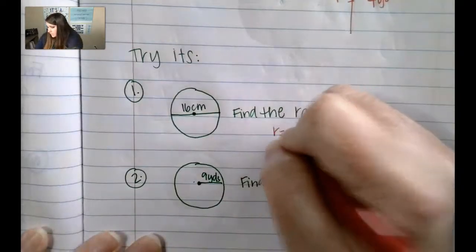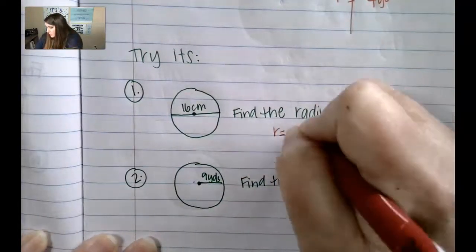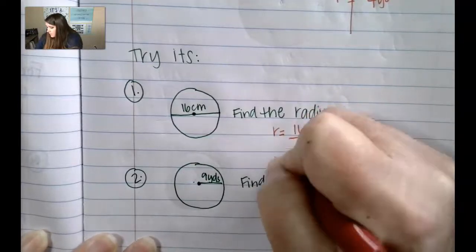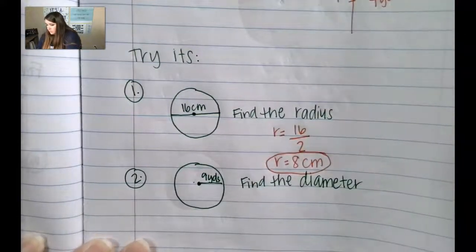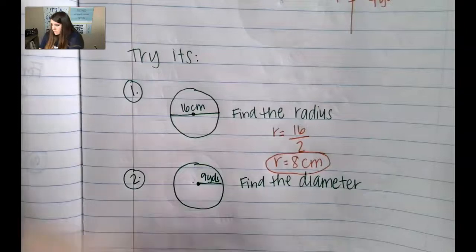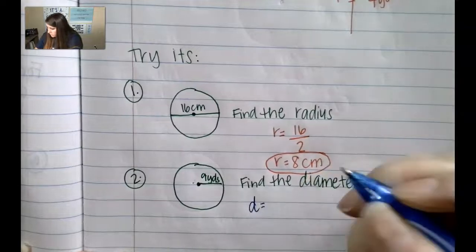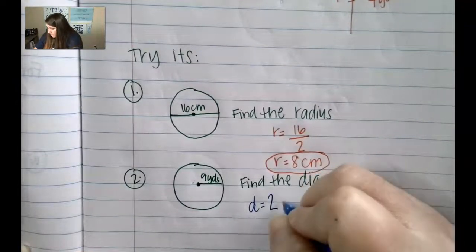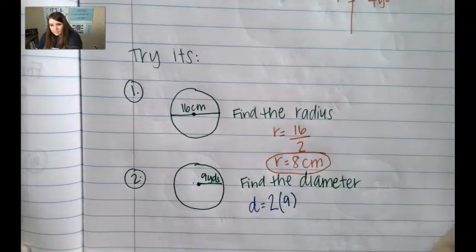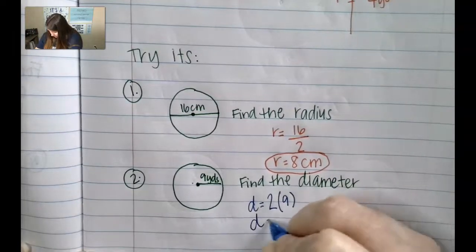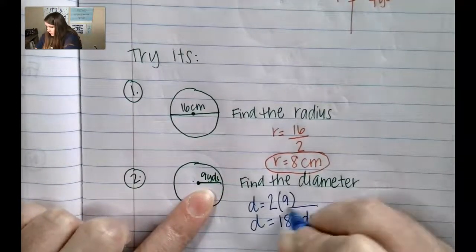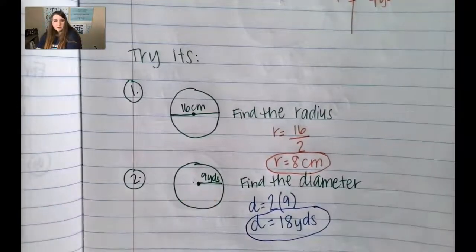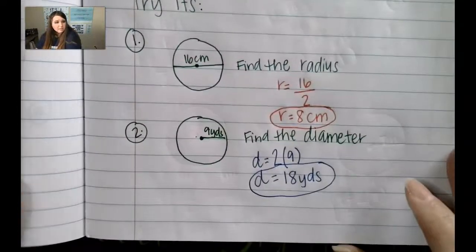All right, so radius equals half the diameter. So 16 cut in half. Radius equals 8 centimeters. Okay, find the diameter. So the diameter equals 2 times the radius, which is 9. Diameter equals 18 yards. 18 yards.